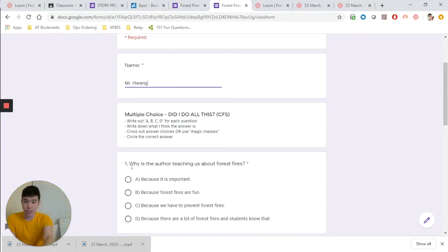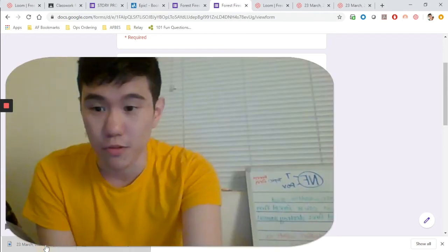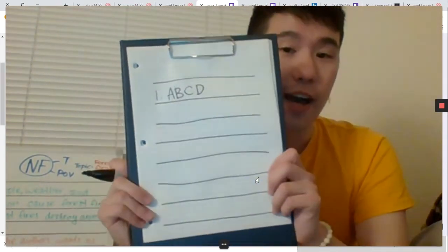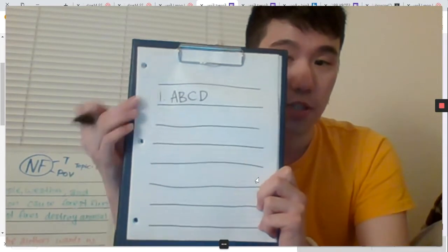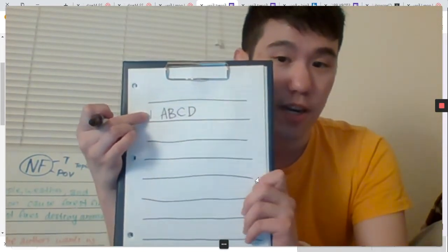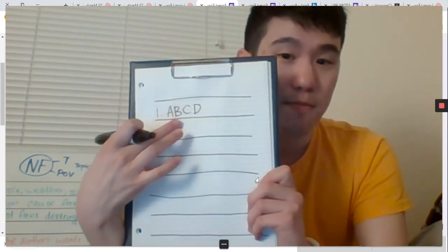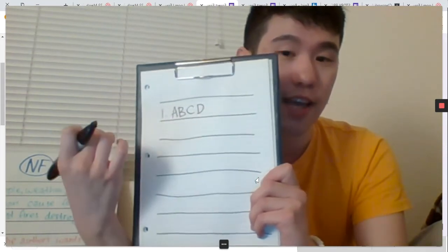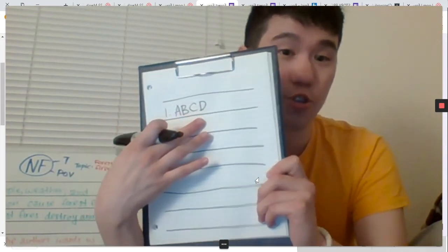Then I'm going to show you what I'm going to do first. To make sure that I can show some of my work, I'm first going to make my paper look like this and put A, B, C, and D. Take a quick look. This is what your paper should look like right now, with the number 1 and A, B, C, D. This is how you're going to show your work.